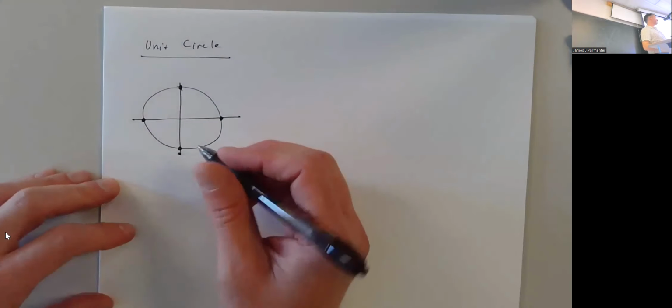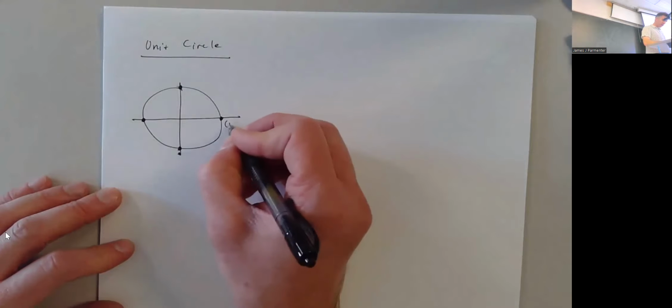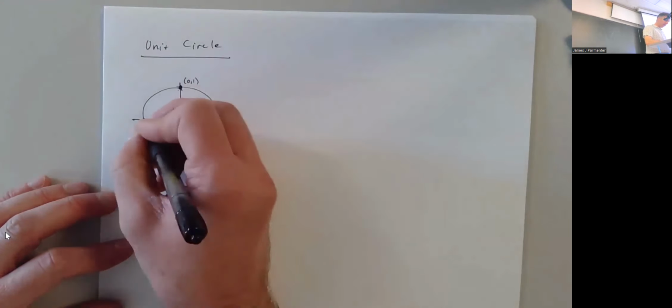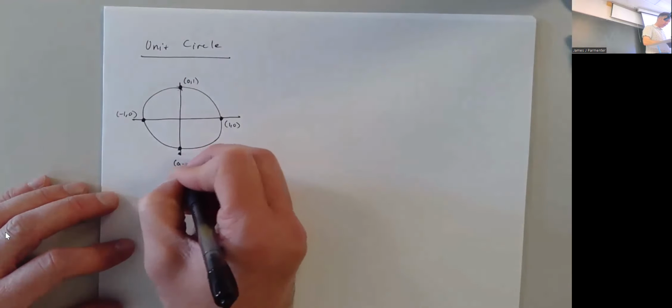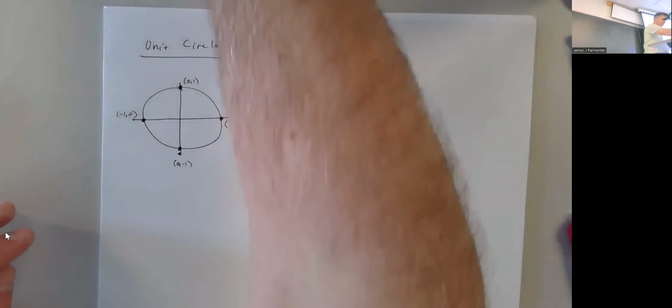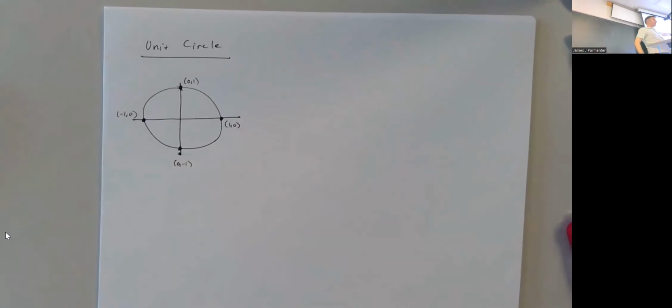And it's called a unit circle because it has a radius of 1. So if you go 1 to the right, that point is (1, 0). If you go 1 up, (0, 1). 1 to the left, (-1, 0). 1 down, (0, -1).